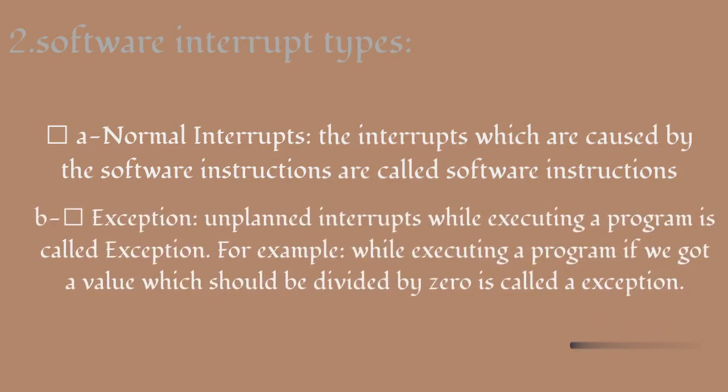B. Exception. Unplanned interrupts while executing a program are called exceptions. For example, while executing a program, if we get a value which should be divided by 0, it is called an exception.